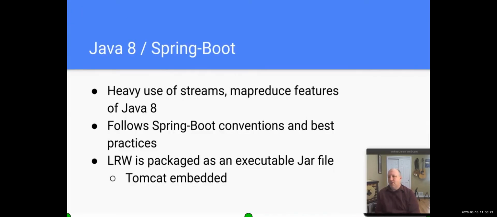So the key technologies here, for the LRW, we use Java 8 and Spring Boot, with heavy use of streams and map reduce features of Java 8 that allow us to do things a lot faster. It follows Spring Boot conventions and best practices, and finally the LRW is packaged as an executable jar file, so you can just pull it down, configure it and run it. It's relatively quick and simple to get up and going.